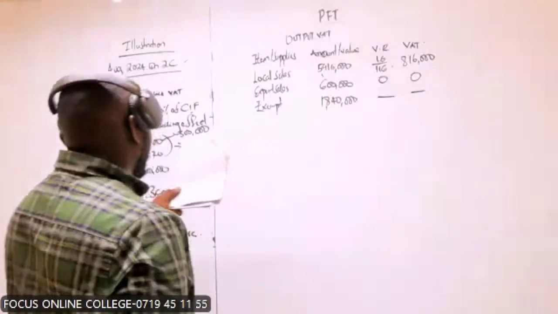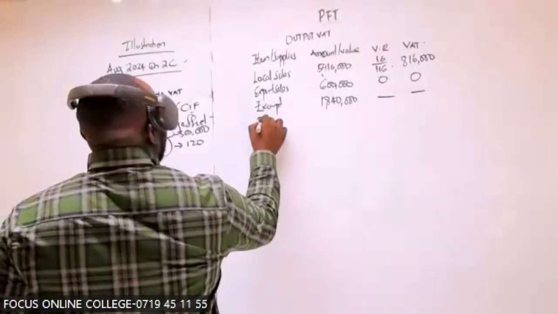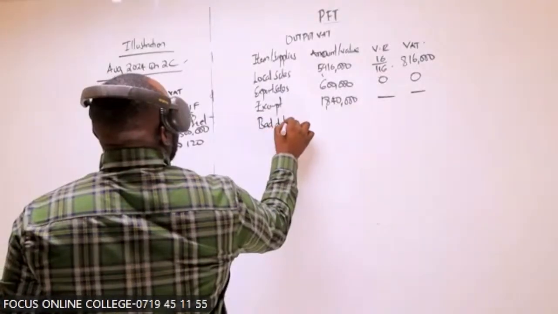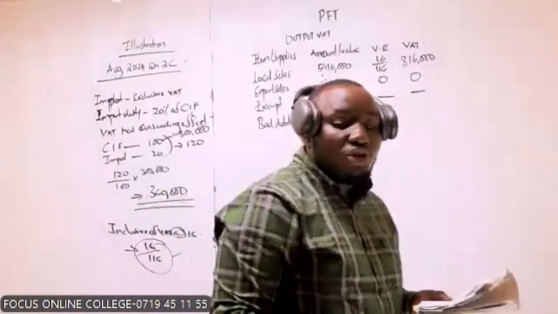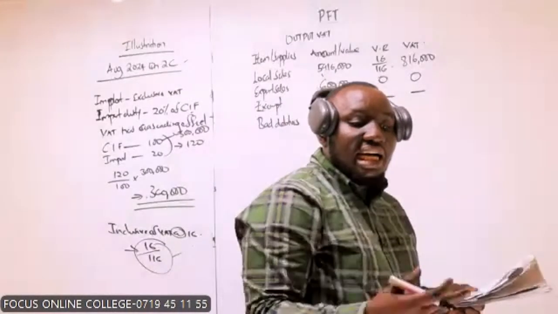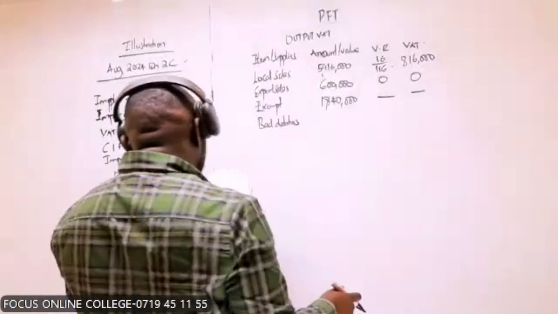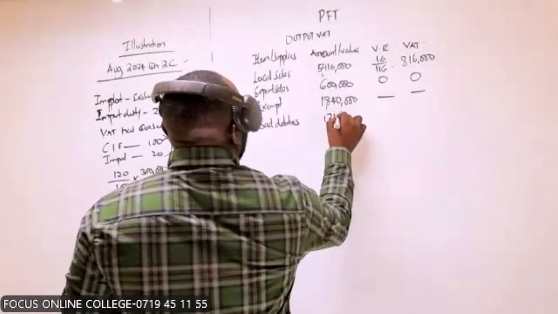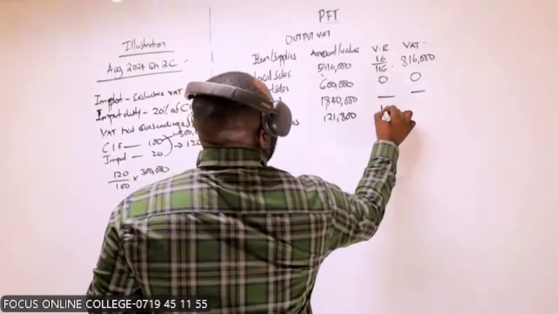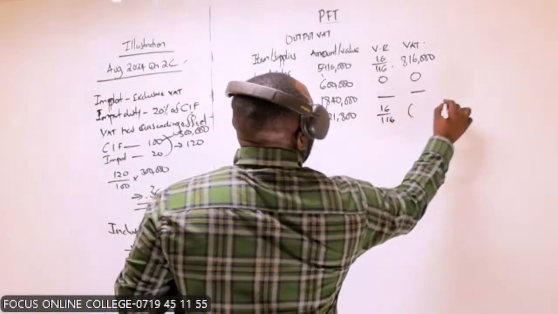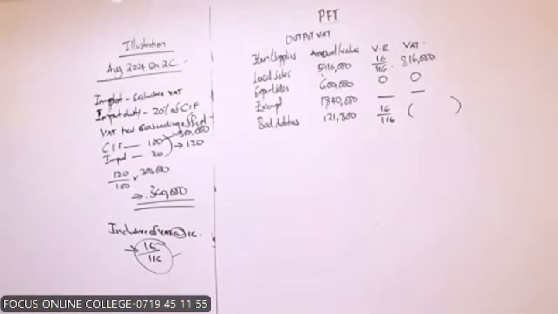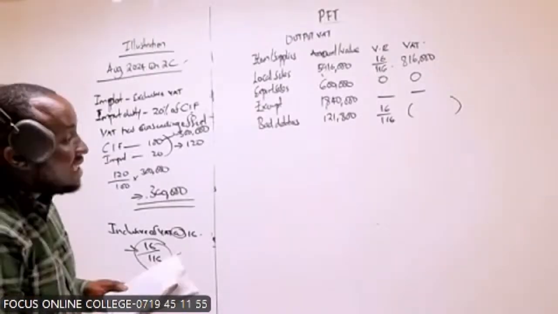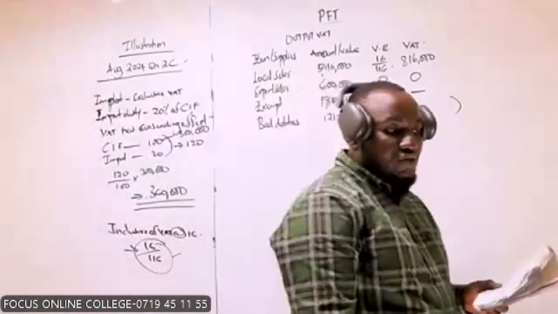Then you have the bad debts. There are so many approaches people take. All those approaches are correct and you will not be marked wrong. The bad debt is a figure of 121,800 at 16%, and this should be less. Get for me that for the bad debts.